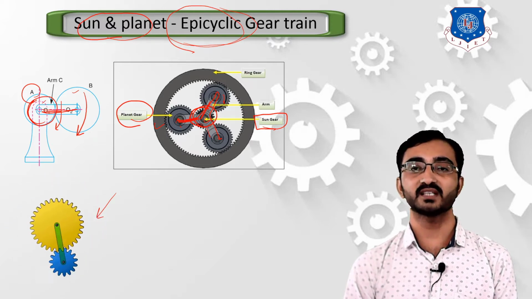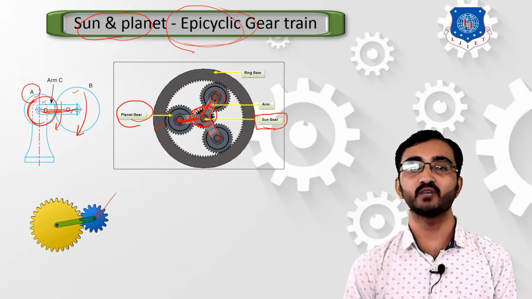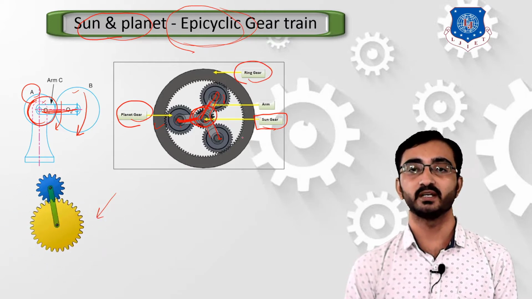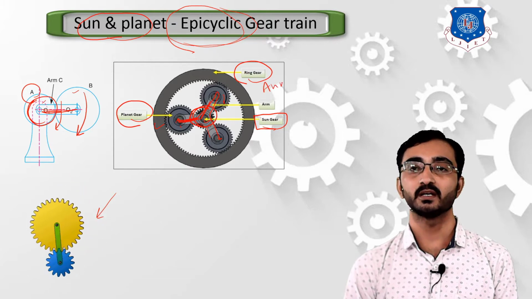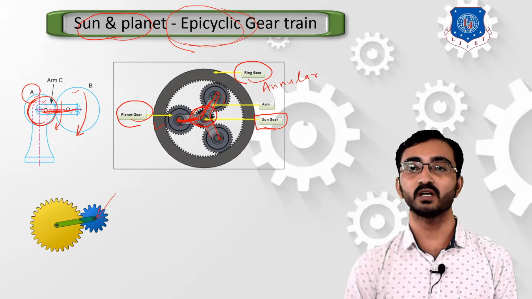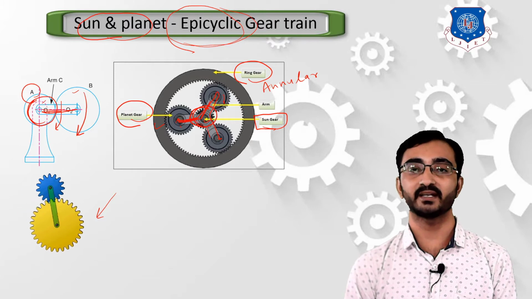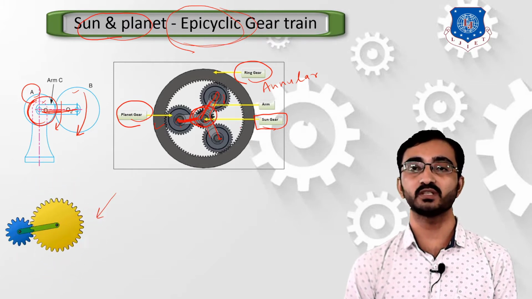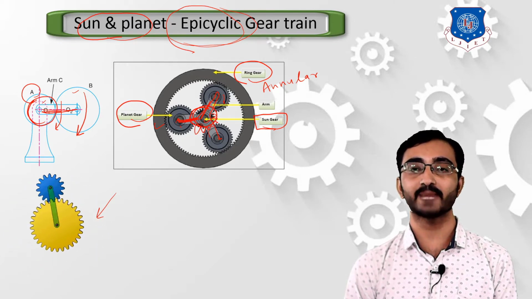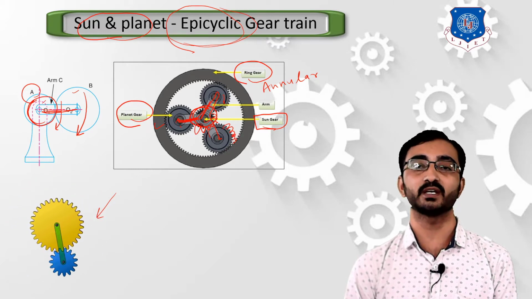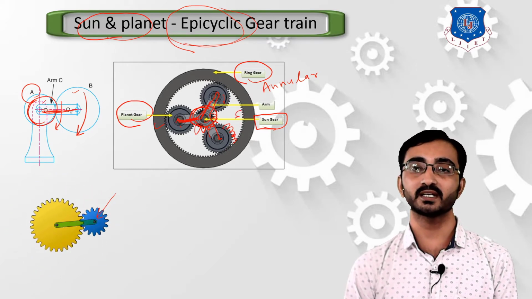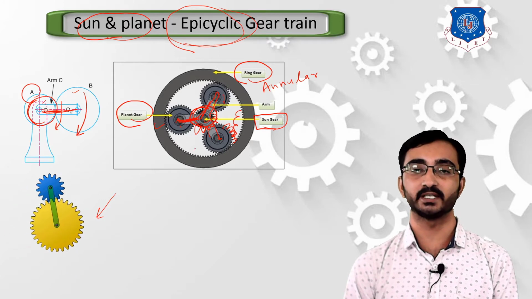Around this assembly, one more type of gear, which is known as the ring gear, is mounted. This ring gear is also termed an annular gear because it is around the periphery of this sun and planet arrangement. One more thing about this ring gear is that, if you refer to this diagram, the sun gear has external gear teeth, the planet gears also have external gear teeth, but the ring gear contains internal gear teeth.